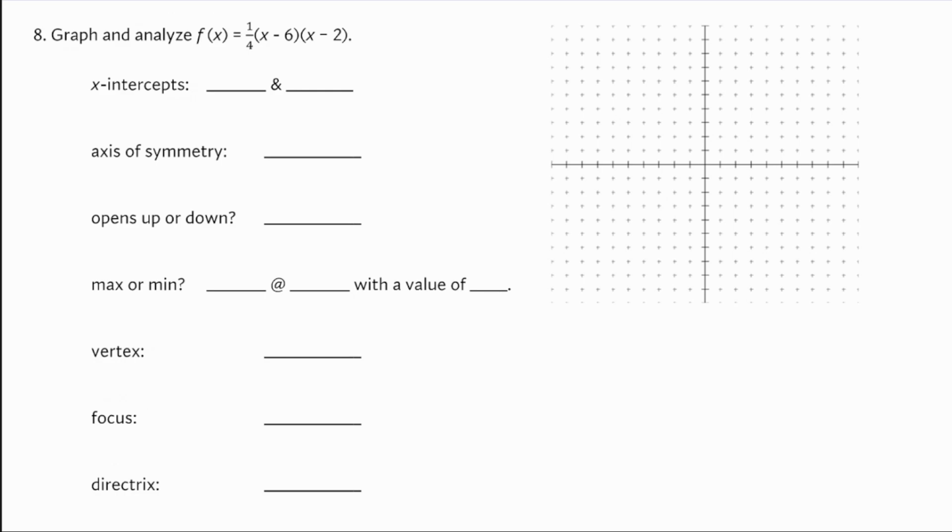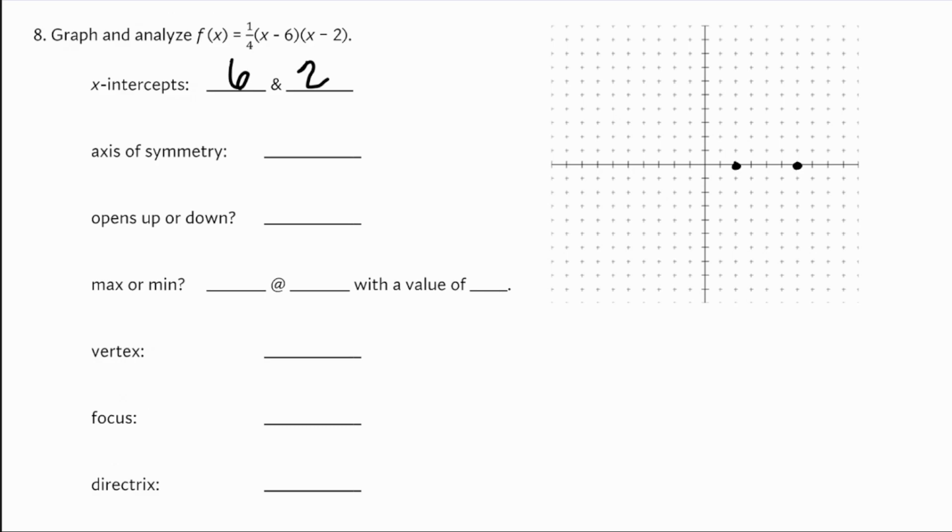So the x-intercepts are x equals 6 and x equals 2, because any time 1/4 equals 0, well, that doesn't contribute anything, because 1/4 is never 0. Anytime x minus 6 is equal to 0, or anytime x minus 2 is equal to 0. Okay, so that'd be where x is 6, or maybe where x is 2. So I'm going to plot those. X equals 2, 3, 4, 5, x equals 6.